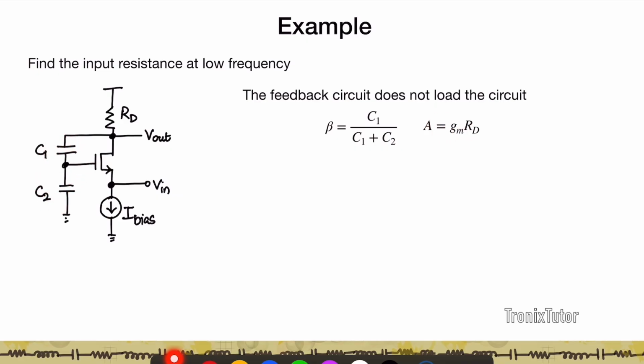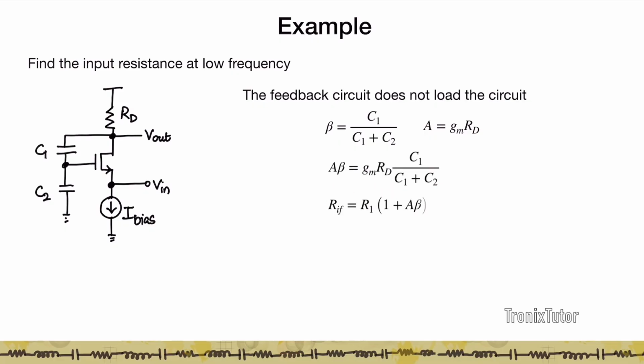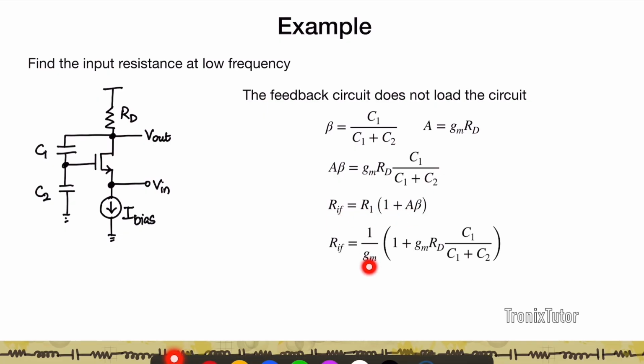My gain is GM times RD, again assuming lambda 0. So my A beta is given by this. Now remember, input resistance of a common gate amplifier is very low. It's normally 1 by GM. Now with this feedback, what happens is my Ri gets multiplied by 1 plus A beta, so I essentially get 1 by GM into 1 plus GMRD by C1 plus C2. And if I assume that this term is very large, my input resistance essentially becomes similar to RD. Right? So what is happening is because of feedback, this common gate amplifier is able to provide a very high input resistance, which is what is needed in an ideal voltage amplifier.